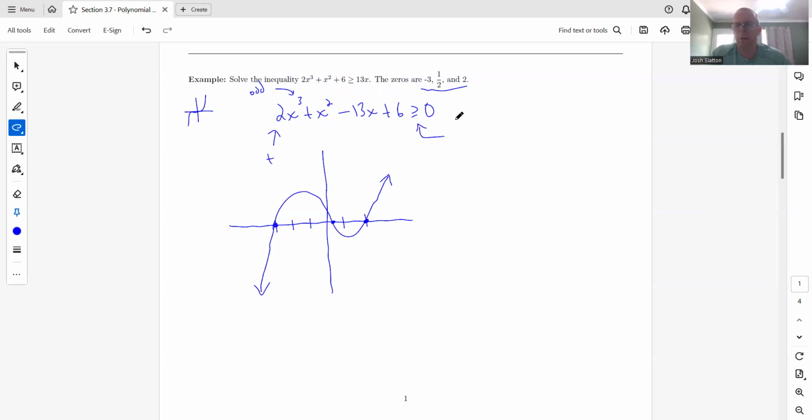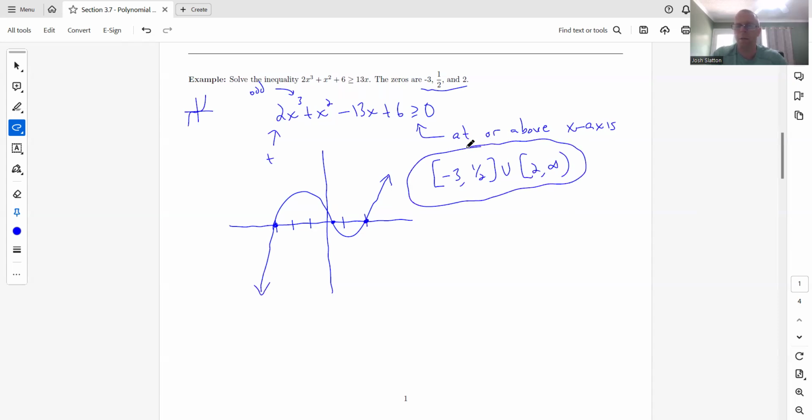So the greater than or equal to 0, we're looking at where this line is at or above the x-axis. And so we can pretty easily tell that it's between -3 and 1/2, and then also after 2. And so that is the answer. And I think that's a pretty easy way to do these as long as you're comfortable with the graphing. If you're not comfortable with the graphing, then you got to do something else.